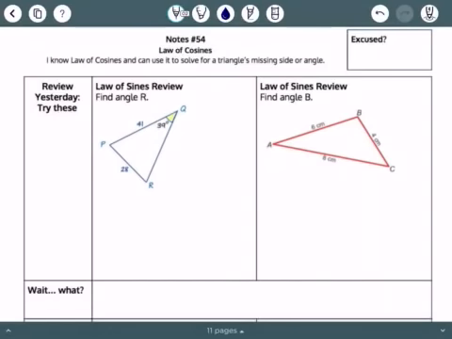Hi everyone, this is the notes for 54. This is the law of cosines. So go ahead and try this problem on your own to remind yourself what the law of sines is. I'll be looking for that when I grade your notes. And then go ahead and look at this one as well. So try the law of sines.